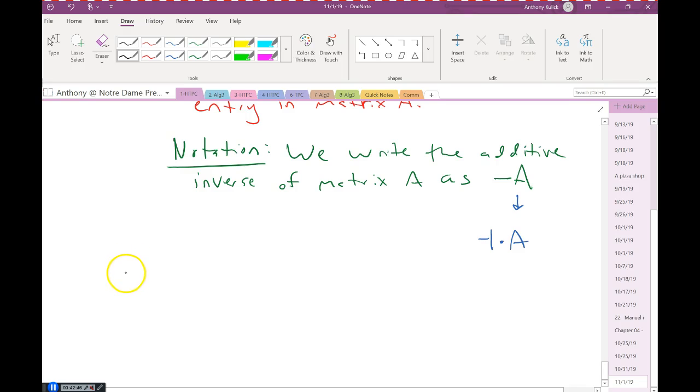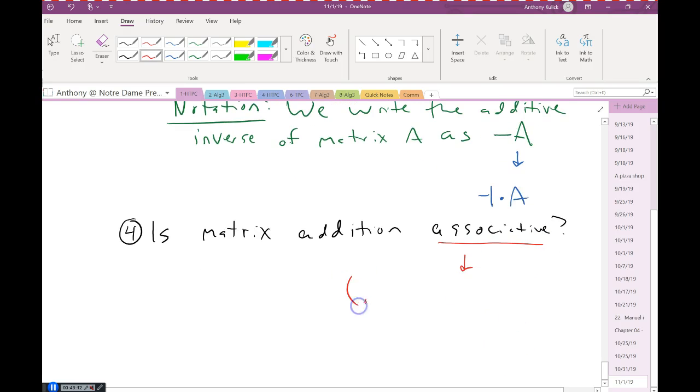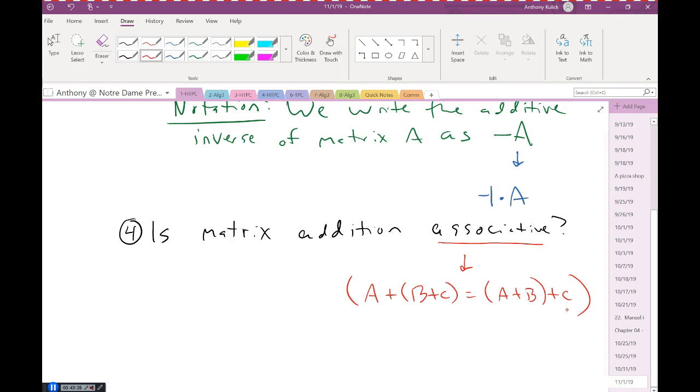The next thing we should talk about is the question, is matrix addition associative? When we say associative, what do we mean? Well, we mean this: if we're adding three things together, do I get the same answer if I add them in these orders? What do we think is going to be the result here? Is this going to be true? It sure is. It is absolutely true.